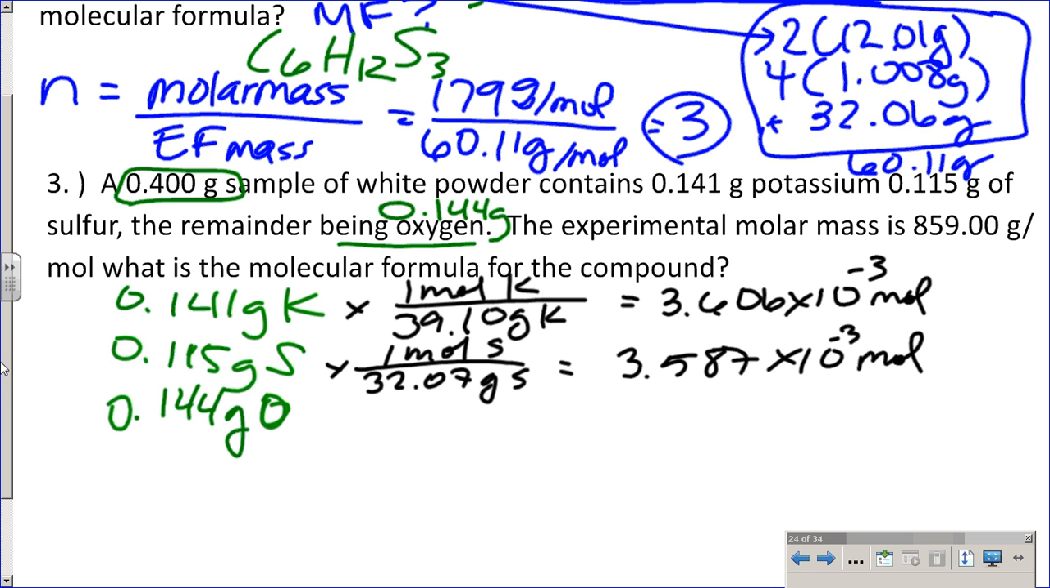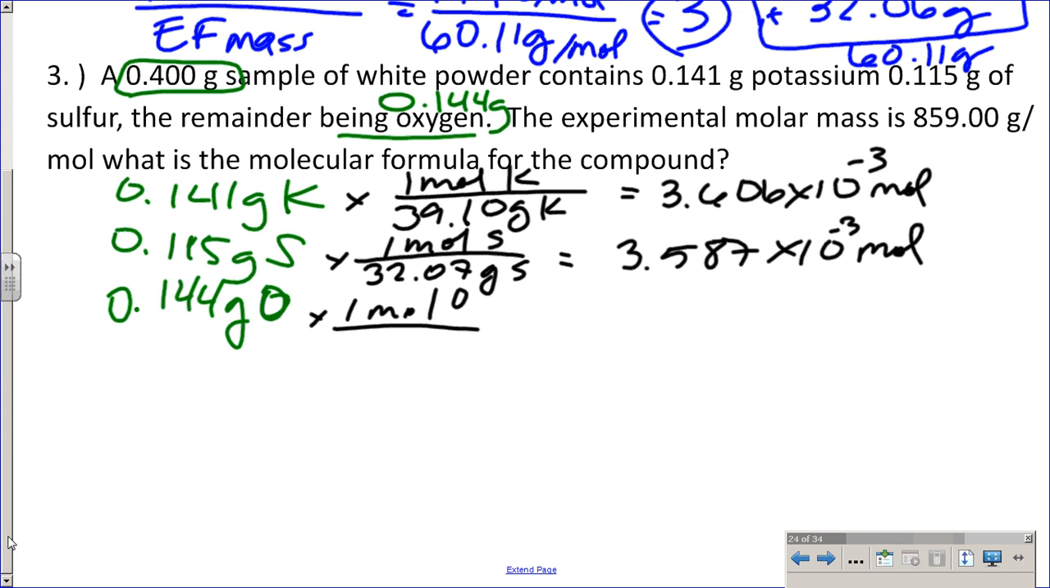All right, then oxygen. Oxygen's molar mass. 1 mole of oxygen weighs 16. See, you accidentally memorize these things because you do the same ones so often, right? So 16 grams of oxygen. So 0.144 divided by 16 gives you 9.0 times 10 to the negative 3 moles. And you don't have to write this in scientific notation. You put 0.009 and so forth, okay? So, step 1 done. Got to moles of everything.